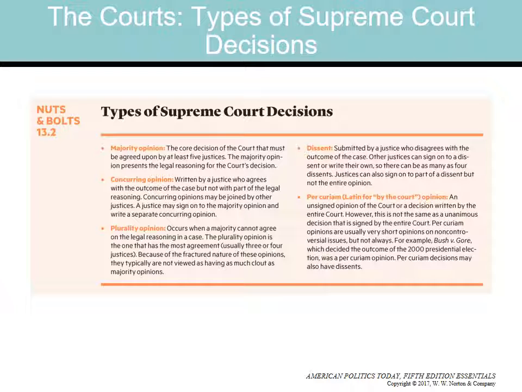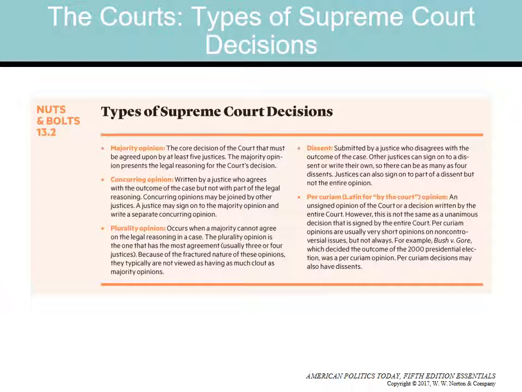Plurality opinions occur when a majority cannot agree on the legal reasoning in a case. The plurality opinion is the one that has the most agreement, usually 3 or 4 justices. Because of the fractured nature of these opinions, they typically are not viewed as having as much clout as majority opinions. So these are 5-4 rulings, for instance.